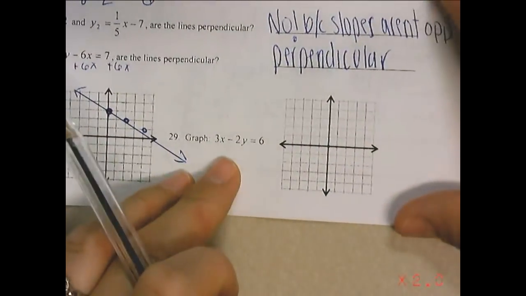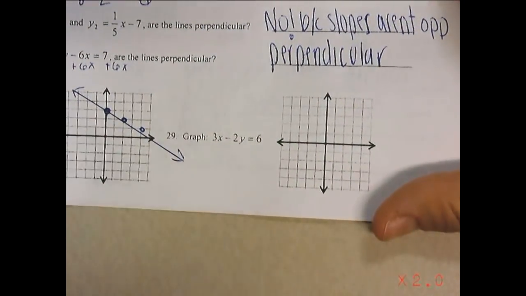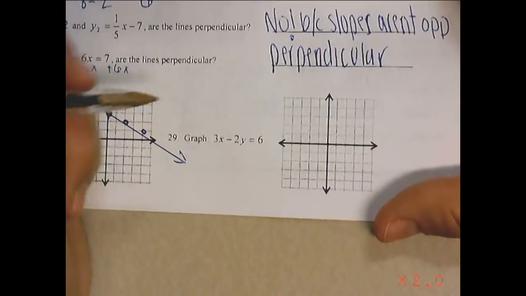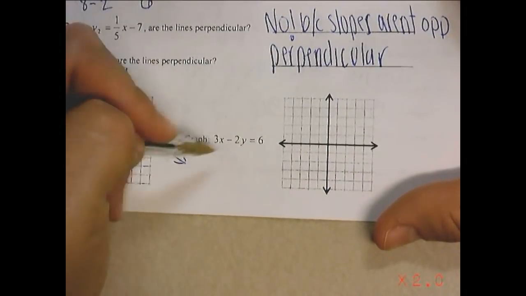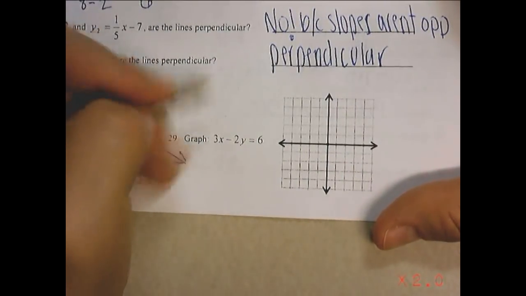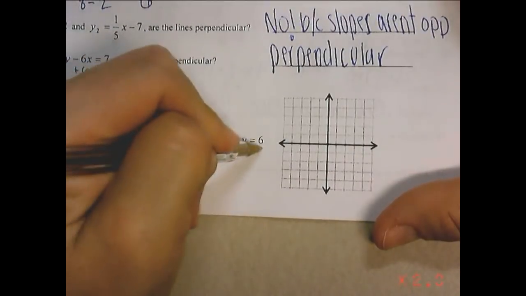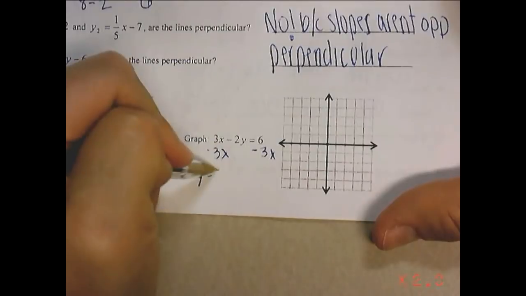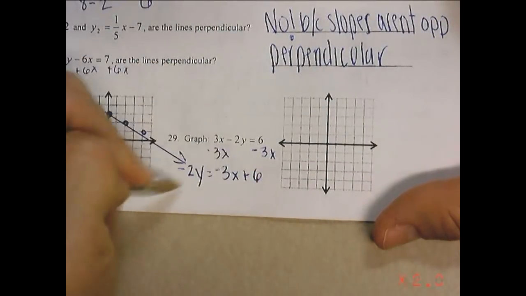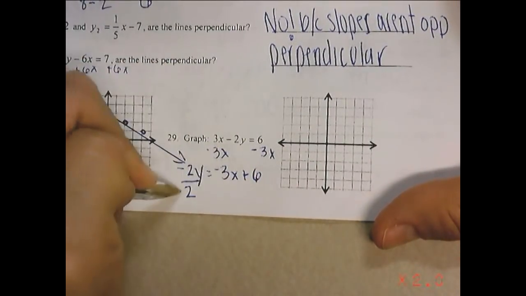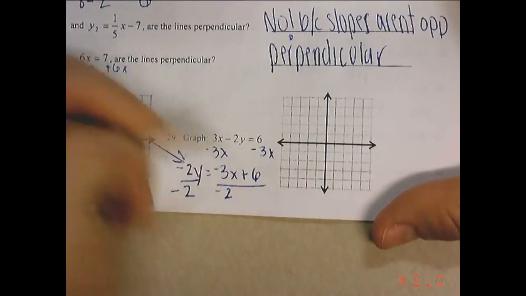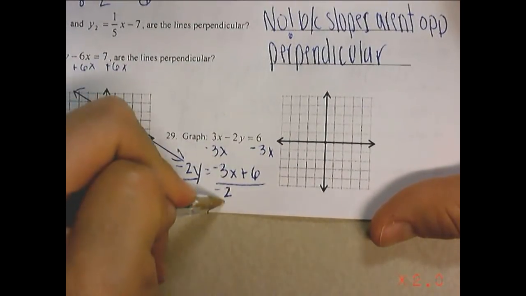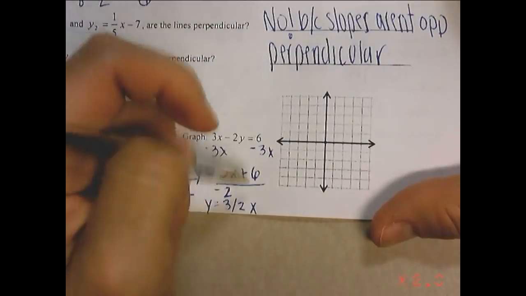This one, I need to go ahead and change into slope-intercept form. All right, so I'm going to subtract 3x and subtract 3x, and I'll have negative 2y equals negative 3x plus 6. I'll divide by negative 2, divide by negative 2. I'll end up with y equals 3 over 2x minus 3.